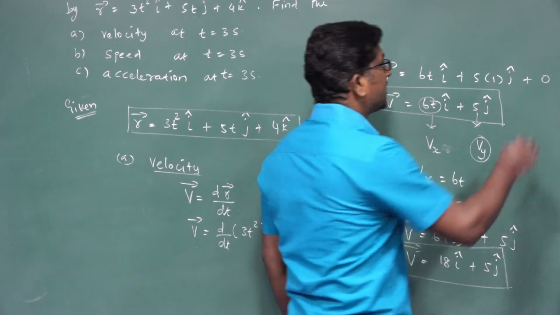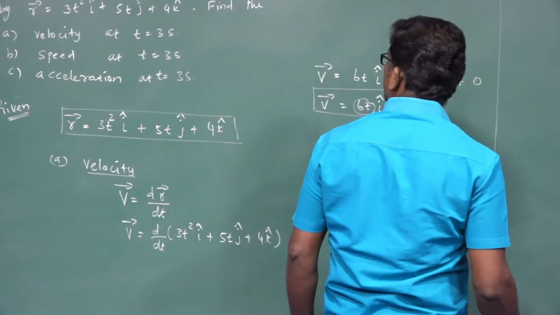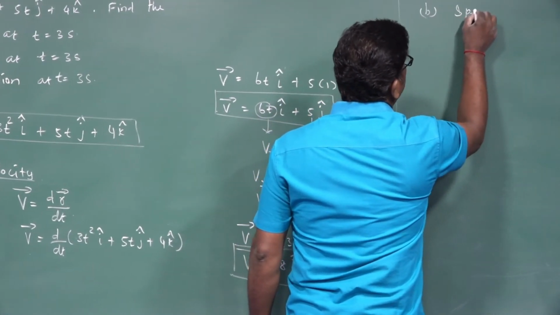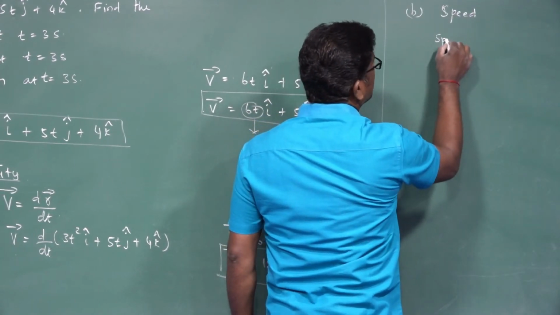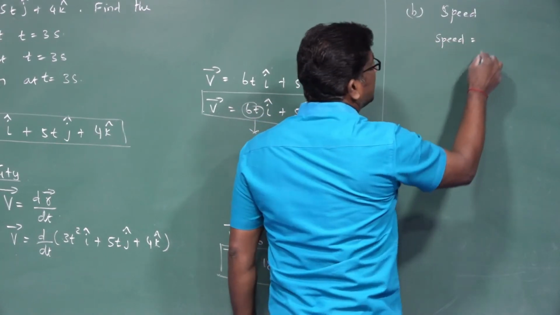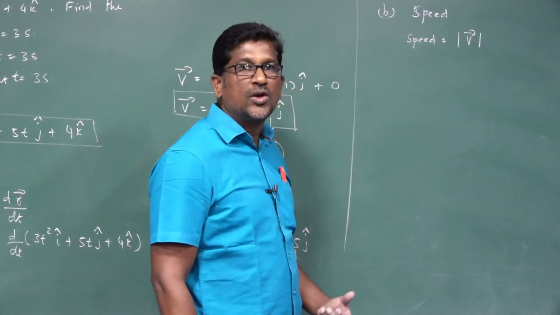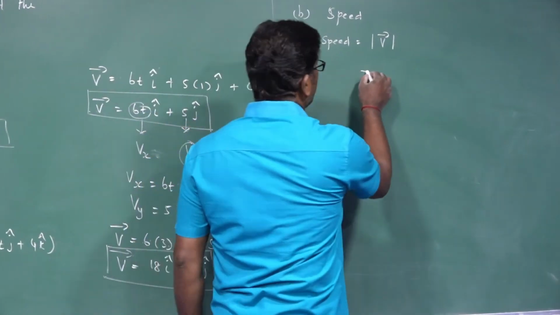Second, what is the speed of the particle at time t equal to 3 seconds? What is speed? The magnitude of velocity gives speed. The magnitude of velocity of the particle gives the speed of the particle, right?